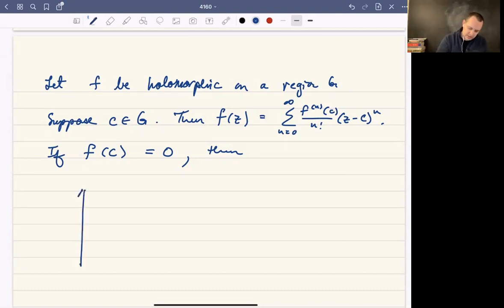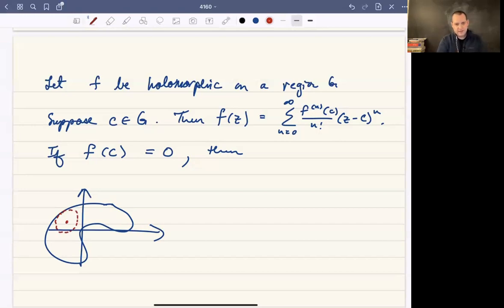The picture you should have in your head is that G is some potato-shaped region, and c is inside. If f is holomorphic on G, then you can find the largest open disk centered at c, and on that disk you can talk about a Taylor series. So we're implicitly talking about some open disk centered at c.